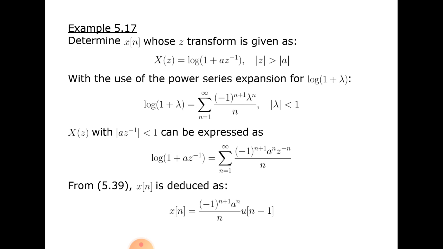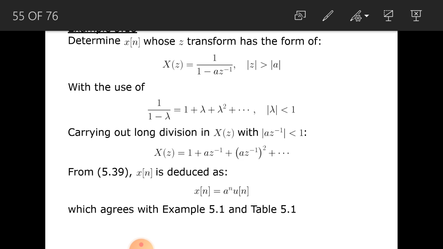And x of n is reduced to x(n) = (-1)^(n+1) a^n / n u(n - 1).